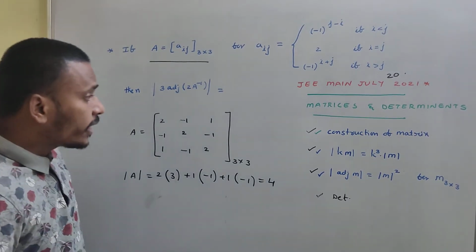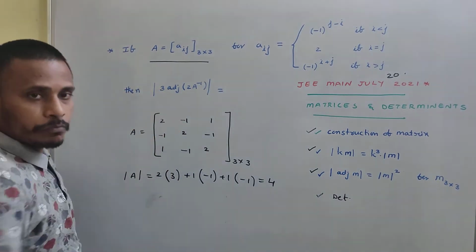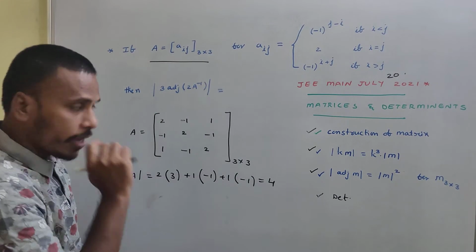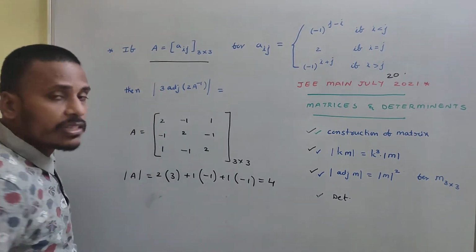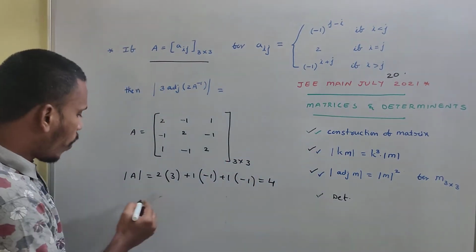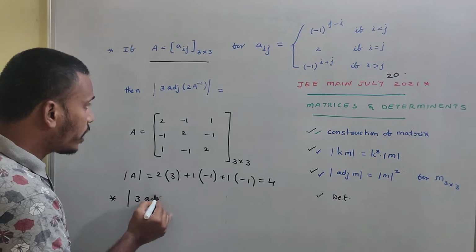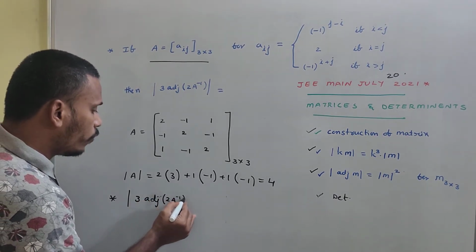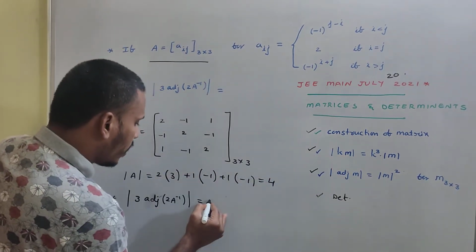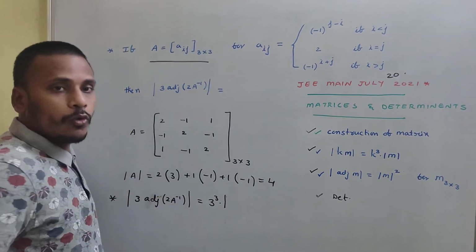Right. And the next thing is we need to find the determinant of 3 adjoint of 2A inverse. First of all, try to write this constant out. For that, we need to use this property. So what I am going to write now is determinant of 3 adjoint of 2A inverse. First of all, write this 3 out. Then by this law, this is 3 cube into the determinant of adjoint of 2A inverse.